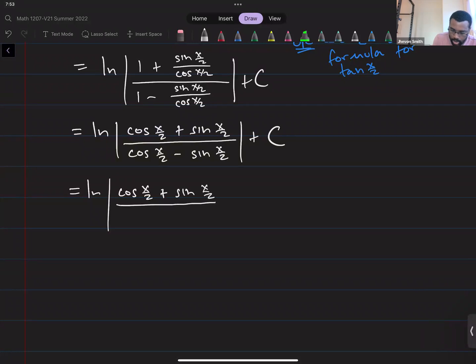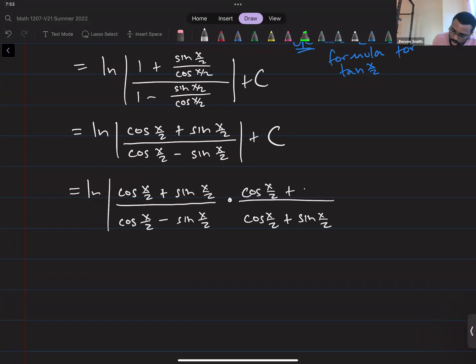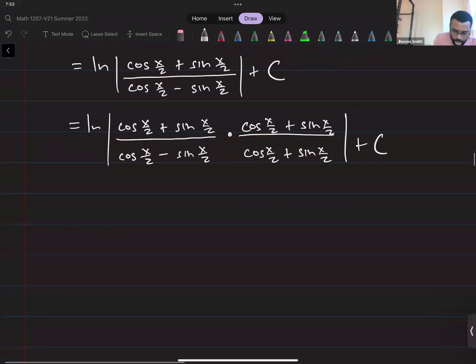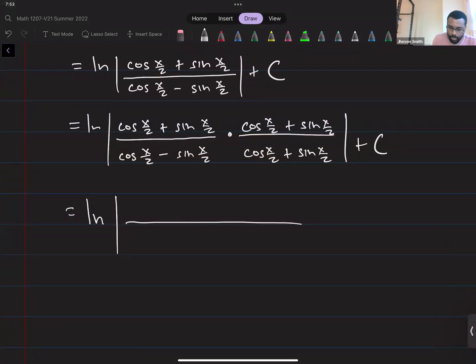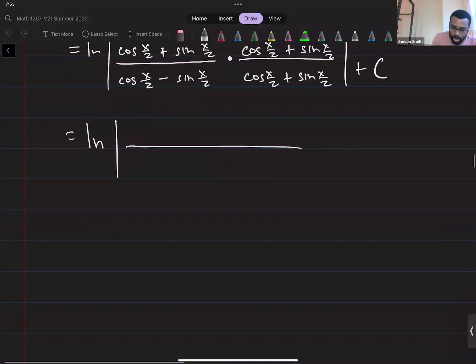We're going to do this trick again where we multiply by this guy, but with the sign changed in the middle. The idea being to get that difference of squares thing going. That's going to make this look like a trig identity. So the denominator at this point is going to become cosine squared x over 2 minus sine squared x over 2. I'll write it out.